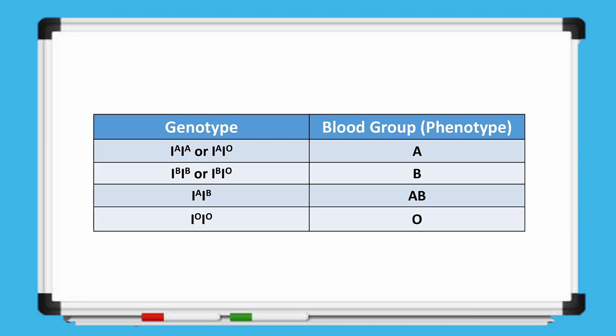Blood group O occurs when a person inherits 2 O alleles. Since the O allele does not produce any antigen, the red blood cells have neither A nor B antigens. Overall, this shows that different combinations of alleles result in different blood groups, and the dominant, recessive, and codominant relationships between alleles determine the final phenotype.